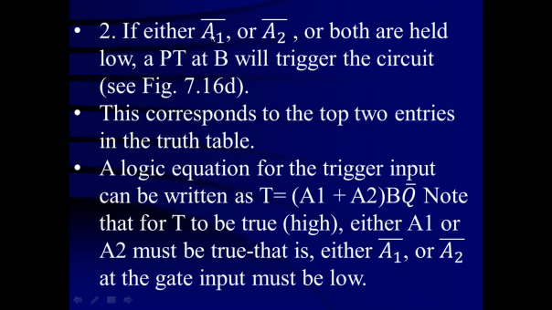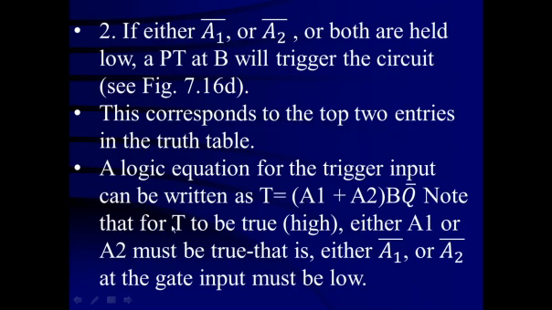If either A1 bar or A2 bar or both are held low, a positive transition at B will trigger the circuit. This corresponds to the top two entries in the truth table. A logic equation for the trigger input, where a transition from false to true must occur, can be written as T is equal to (A1 plus A2) B Q bar.